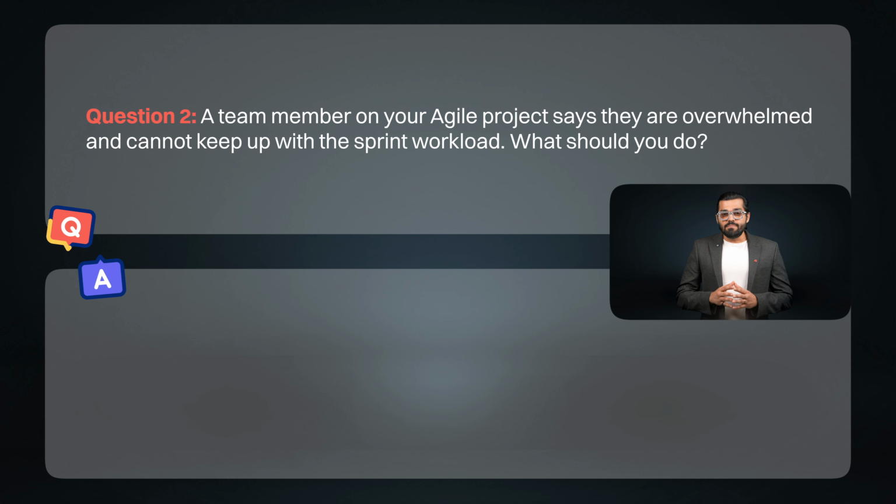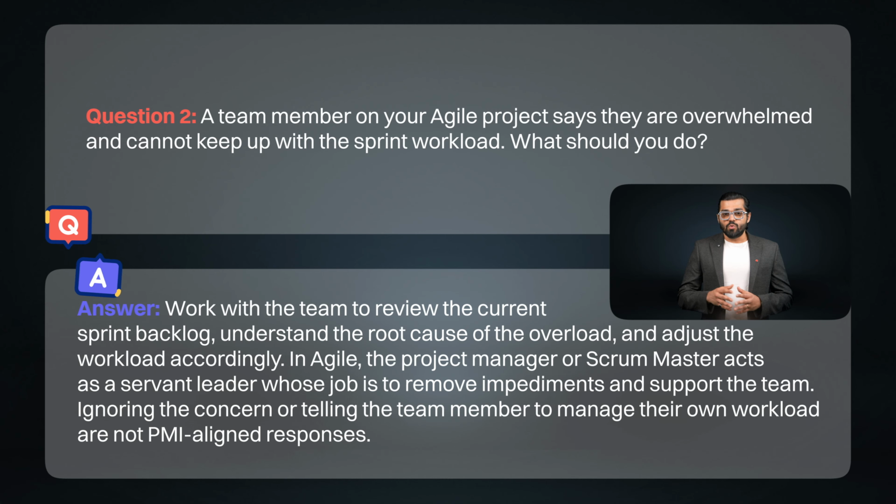Question 2. A team member on your Agile project says they are overwhelmed and cannot keep up with the sprint workload. What should you do? Answer. Work with the team to review the current sprint backlog, understand the root cause of the overload, and adjust the workload accordingly. In Agile, the project manager or Scrum Master acts as a servant leader whose job is to remove impediments and support the team. Ignoring the concern or telling the team member to manage their own workload are not PMI-aligned responses.